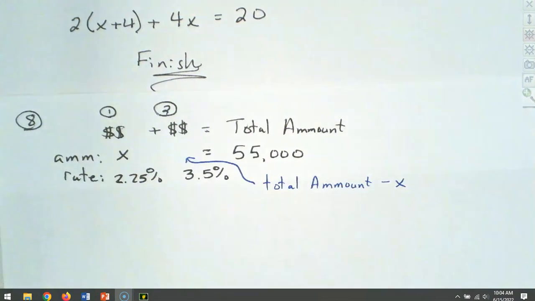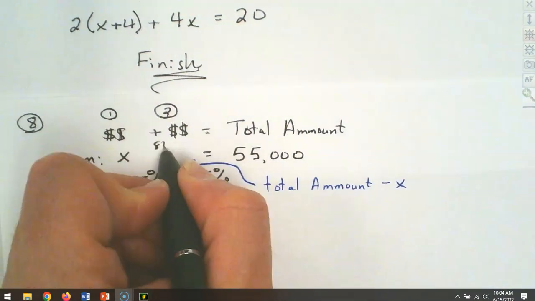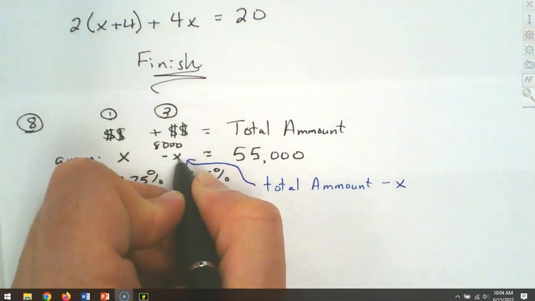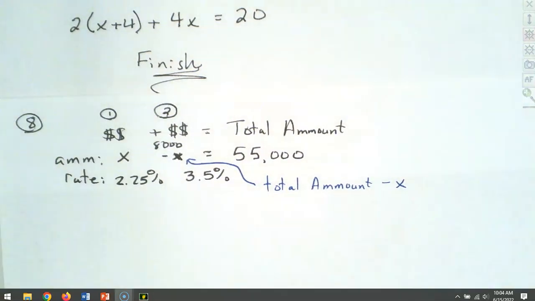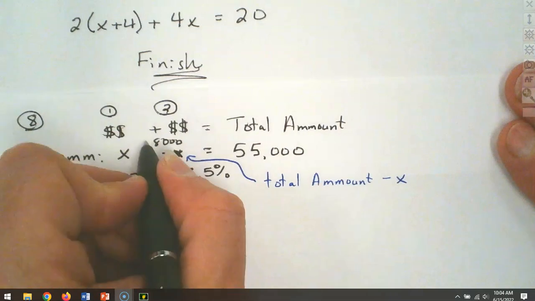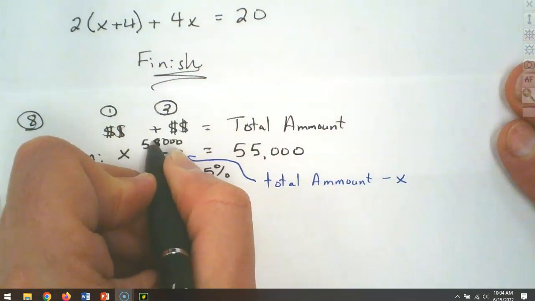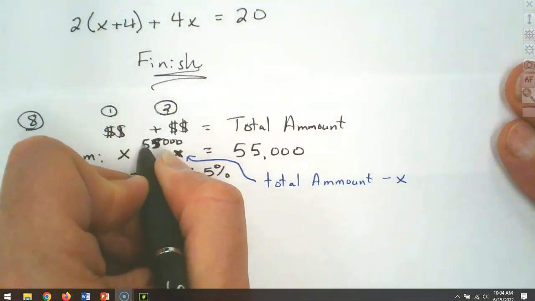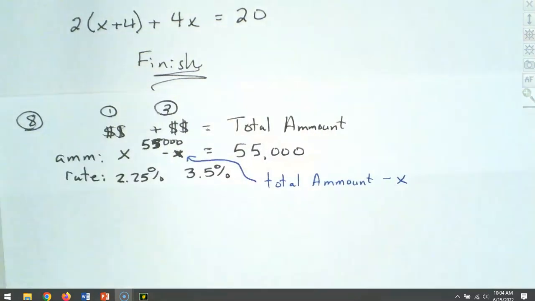minus x. So that's going to be 8,000, or sorry, not 8,000. Why did I say that? Sorry, I was thinking of the other one. It'd be 55,000, right? So that's going to be 55,000 minus x there. Now we can use that to build our equation.